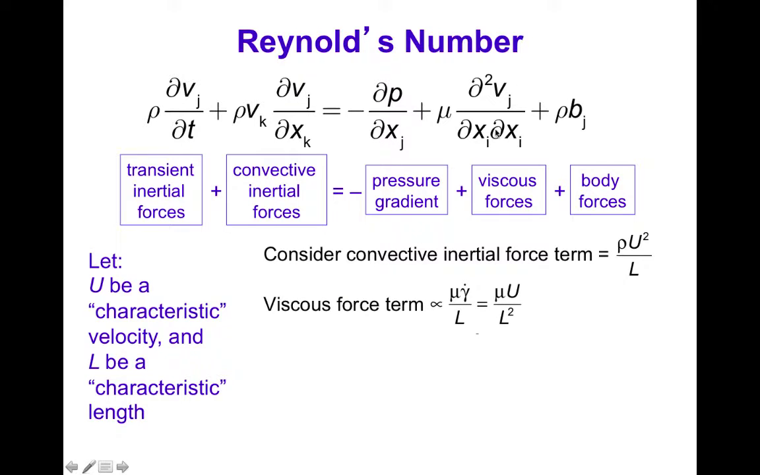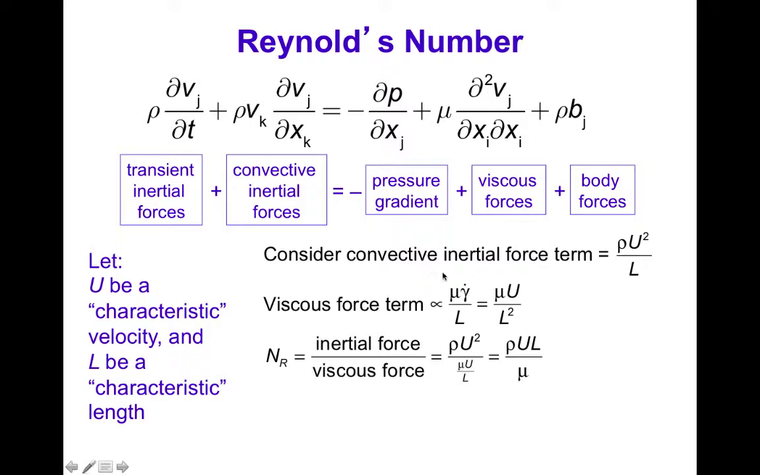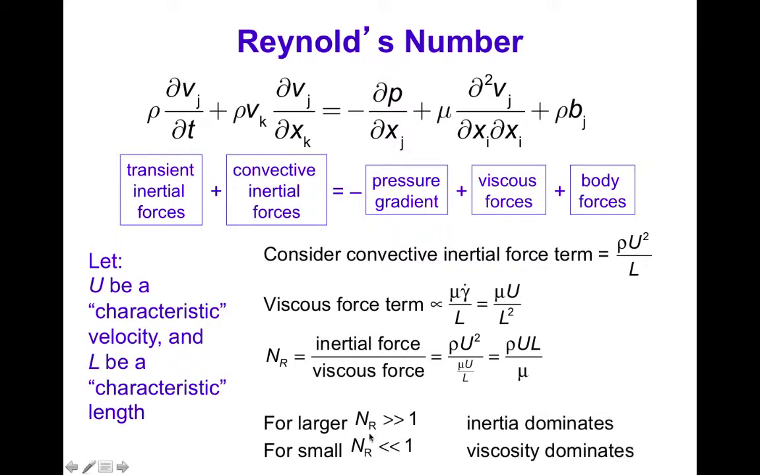The viscous forces here would be proportional to mu times the second derivative of v with respect to x, in other words, mu times U over L squared. The Reynolds number is the ratio of these convective inertial forces to the viscous forces. To see this, if we take rho U squared over L divided by mu U over L squared, we get rho U L over mu, which is the Reynolds number. So for Reynolds numbers much larger than 1, we can see that inertial forces dominate, and for Reynolds numbers much less than 1, viscous forces dominate.